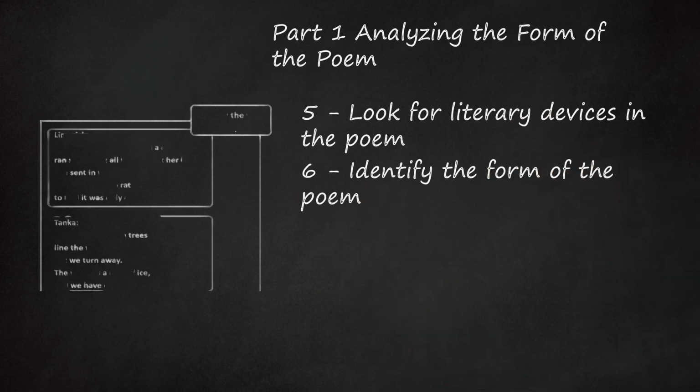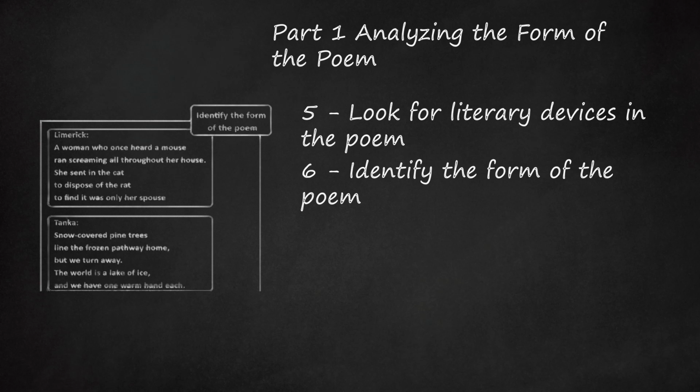Once you have analyzed the poem's shape, organization, and rhyme scheme, you can determine the form. There are many different poetic forms, such as sonnets, ballads, acrostics, blank verse, haiku, cinquain, epics, elegies, limericks, sestinas, and villanelles.